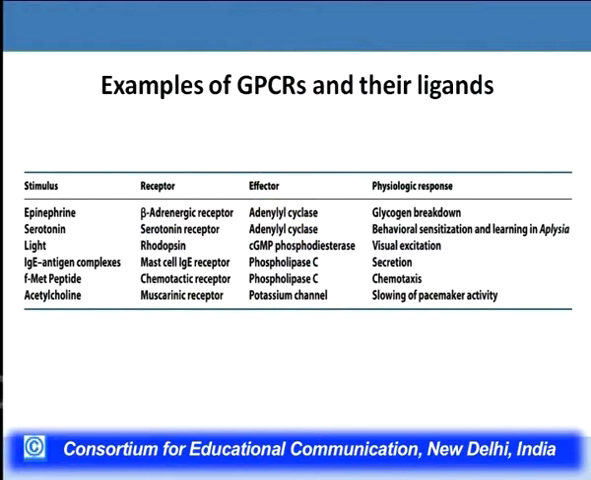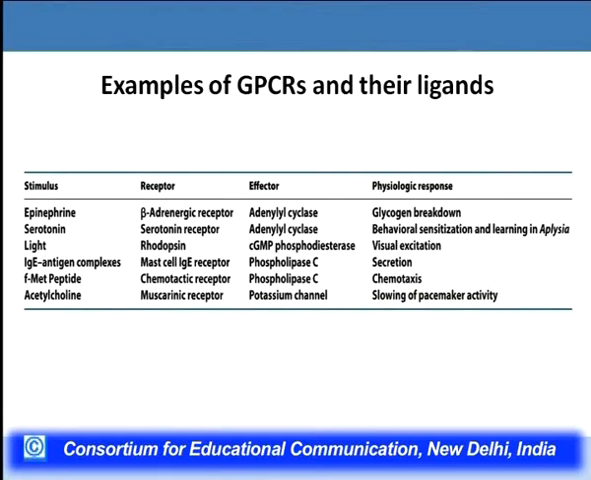So depending on the ligand which is bound to the receptor, and depending on the pathways which are going to get activated later on, a number of effects can be produced by these G protein coupled receptors. So these are some examples of GPCRs and their ligands. There are a number of ligands as we can see here, and the physiological responses created by binding of these ligands are varied. So we can see there are a number of effector molecules like phospholipase and adenylyl cyclase, which get activated once the ligand binds to the receptor.